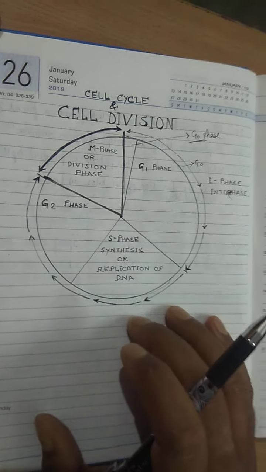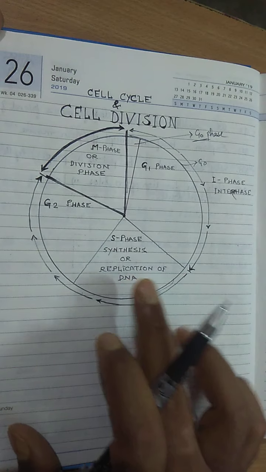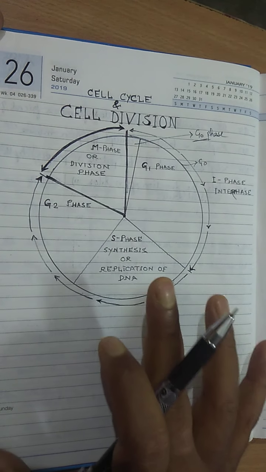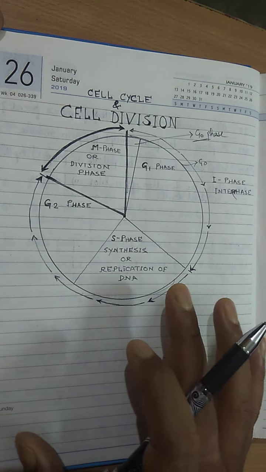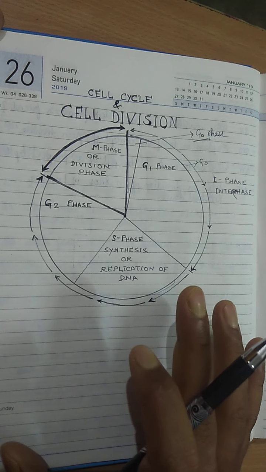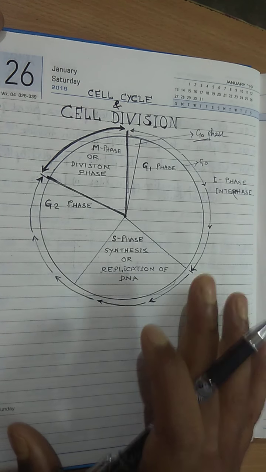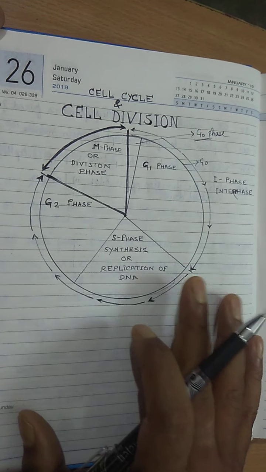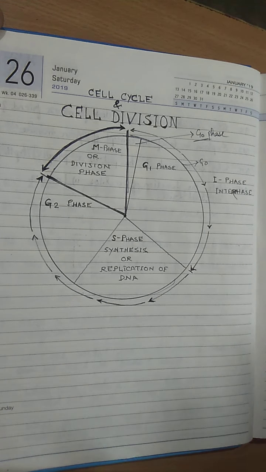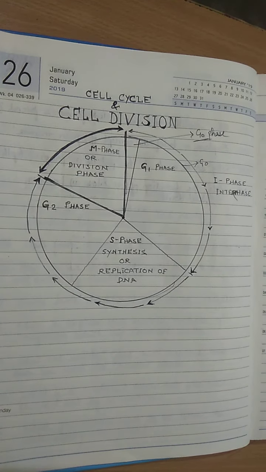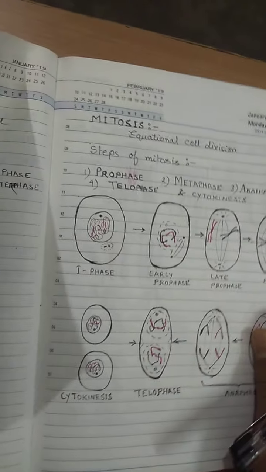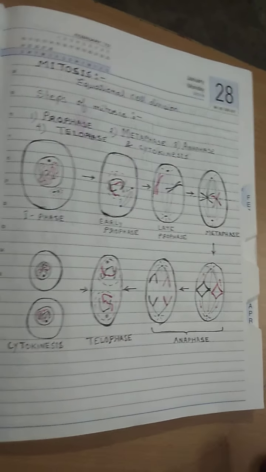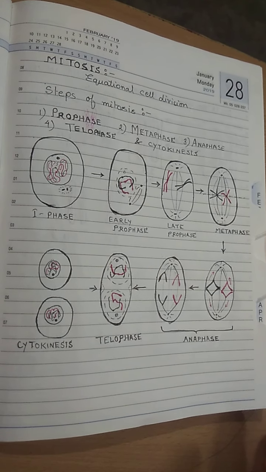So this is the overall cell cycle occurring for any kind of cell when they go into cell division. Now we know that cell division is of two types. One is mitosis, another one is meiosis. So in this video I will be discussing mitosis. In the next video I will be discussing meiosis. So let's see what are the steps involved in mitosis. Okay, I hope the figures are clear.